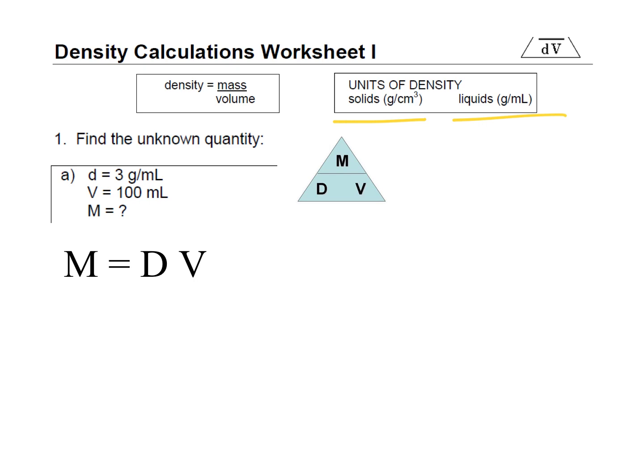So when we take this first one, it's asking us for mass, so we're going to block the M in the triangle and write down the formula. Mass is equal to density times volume, and then you're just going to fill in the pieces. The density they give you is 3. Always include the unit, gram per mil. Okay, and then the volume, we're going to multiply by that volume, which is 100 mil. And so 3 times 100 is going to give us 300.